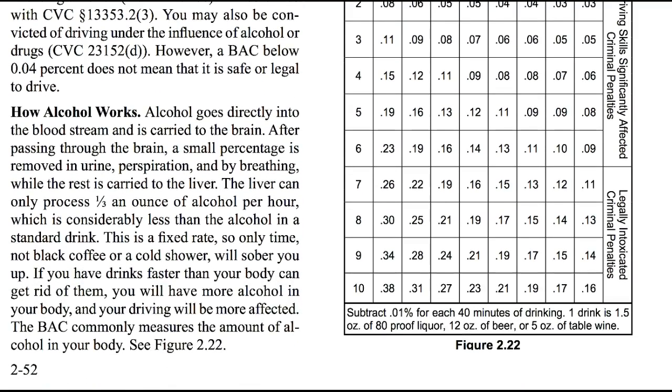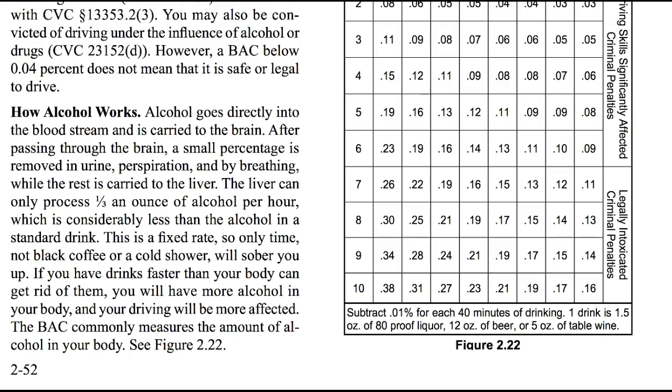Let's talk about how alcohol works. Alcohol goes directly into the bloodstream and is carried to the brain. After passing through the brain, a small percentage is removed in urine, perspiration, and by breathing, while the rest is carried to the liver. The liver can only process 1/3 of an ounce of alcohol per hour, which is considerably less than the alcohol in a standard drink. This is a fixed rate, so only time, not black coffee or a cold shower, will sober you up.